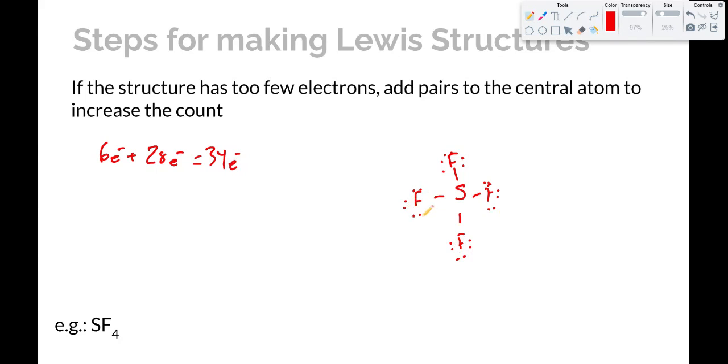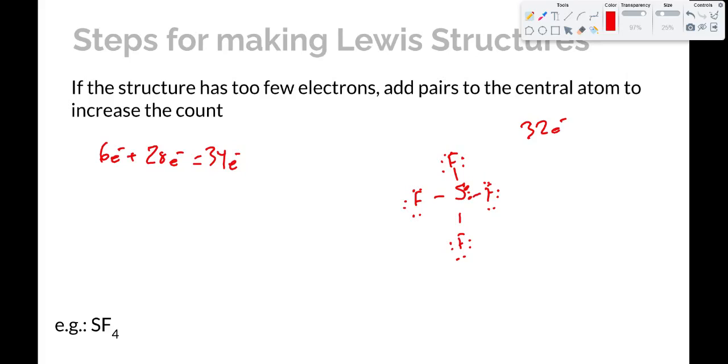So now let's do an electron count on our structure. Each fluorine has 6 electrons in lone pairs, and there's 4 of them, so that's 24. And then if we count 2 for each bond, we get 26, 28, 30, 32. There's only 32 electrons in our structure, but we're supposed to have 34. So this would be a case where we go to the central atom and we add a lone pair.